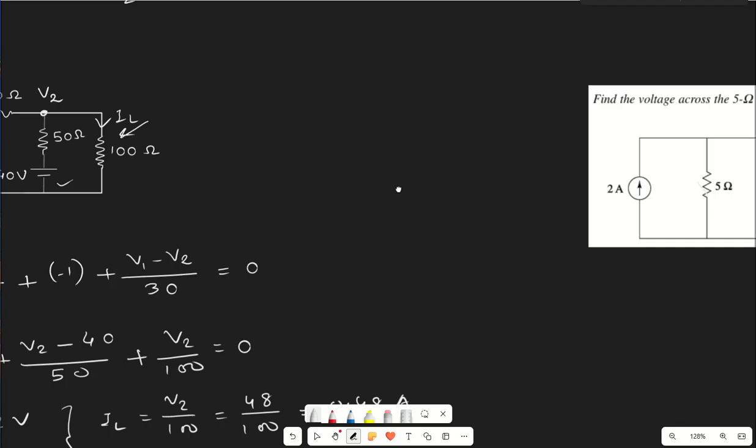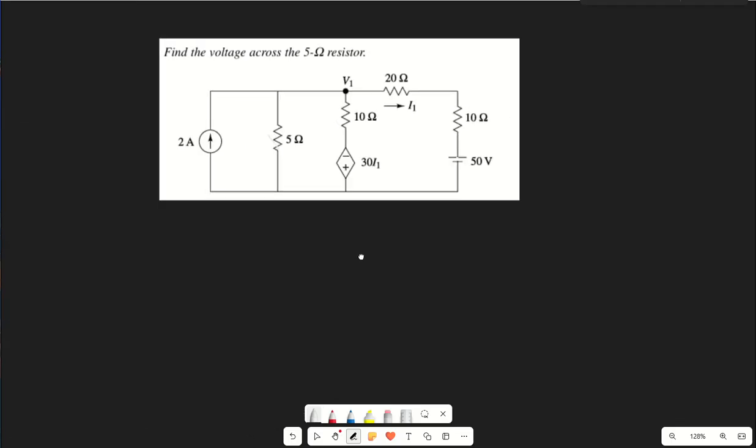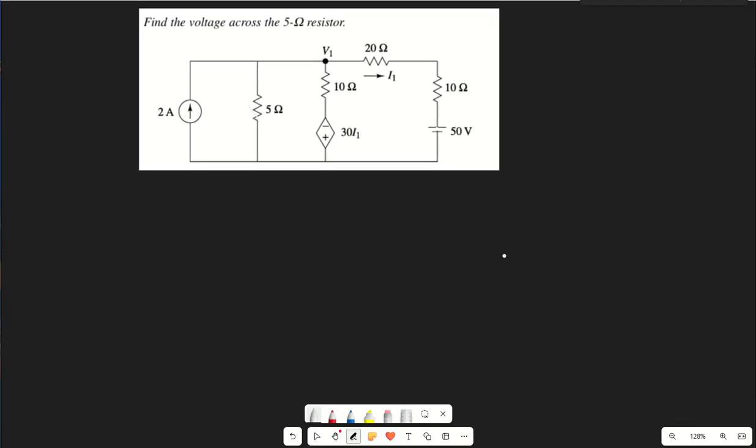Now let us quickly consider another example containing a dependent source. Here, it is already mentioned that this is our node, because this cannot be a node as we do not have any resistance here. So the potential drop across this point and this point are the same. We have only one node, and this is our reference node. Let us write down the equation.